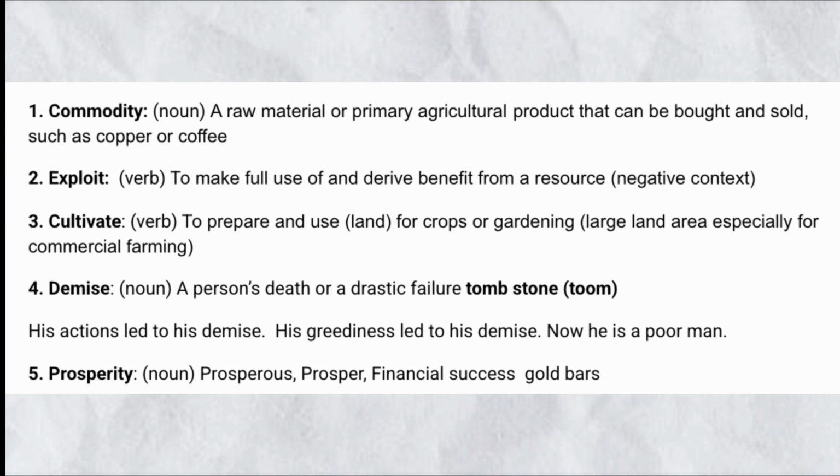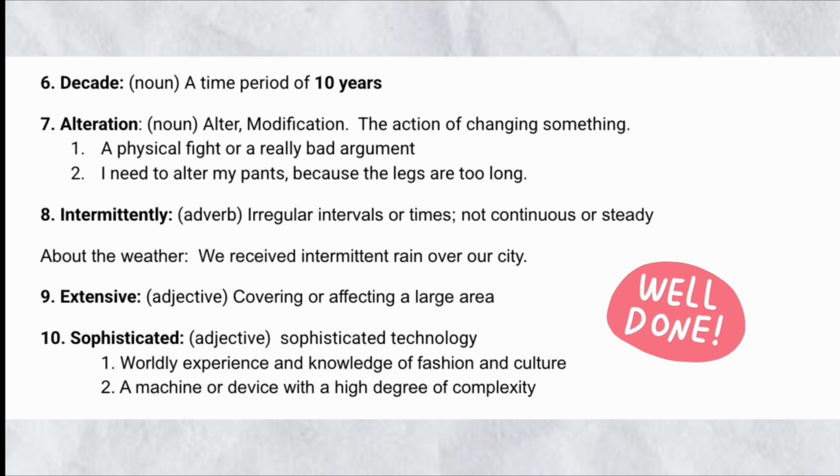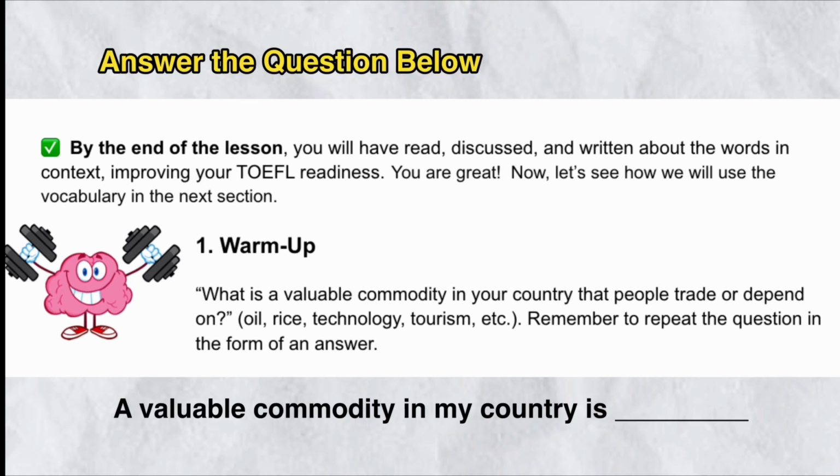Repeat after me. Commodity, exploit, cultivate, demise, prosperity, decade, alteration, intermittently, extensive, sophisticated. By the end of the lesson, you will have read, discussed, and written about the words in context, improving your TOEFL readiness.